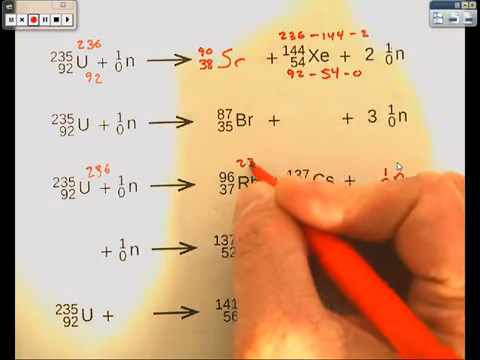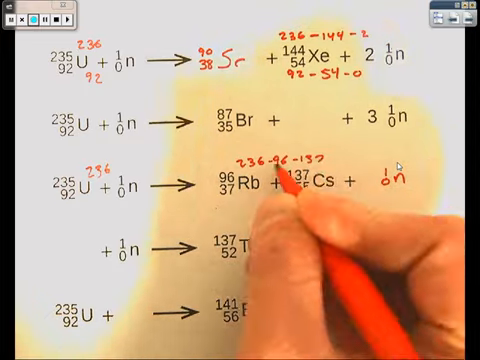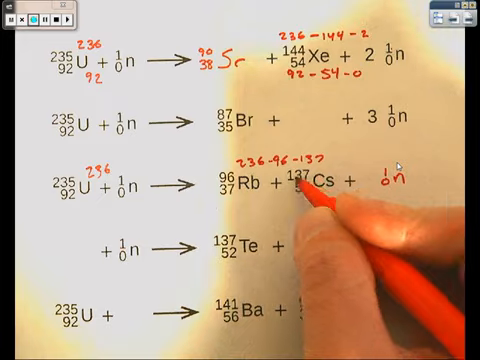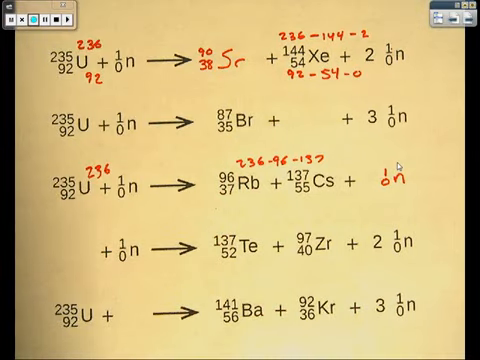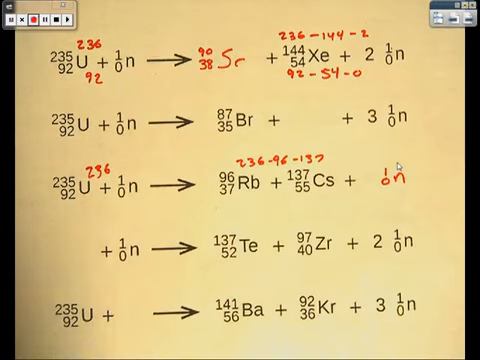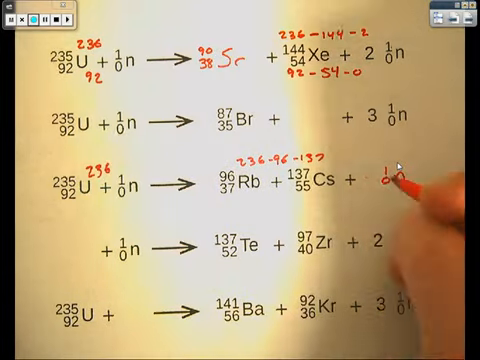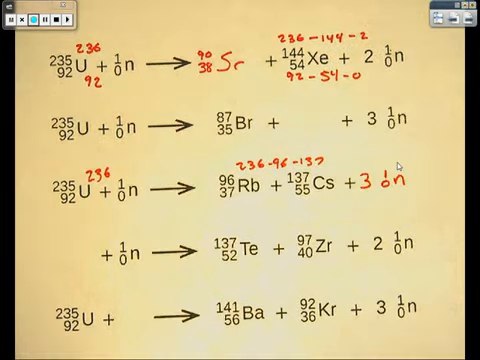So we'll take the 236 minus 96 minus 137. The 96 from the first element, the 137 from the second one. So we subtract that out. We get 3. Again, 236 minus 96 minus 137. I knew I punched that in wrong. Let's get 3. 3 is the number of neutrons that have to be produced in this fission reaction.